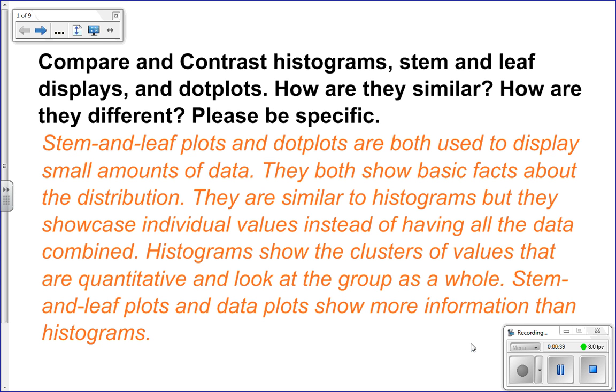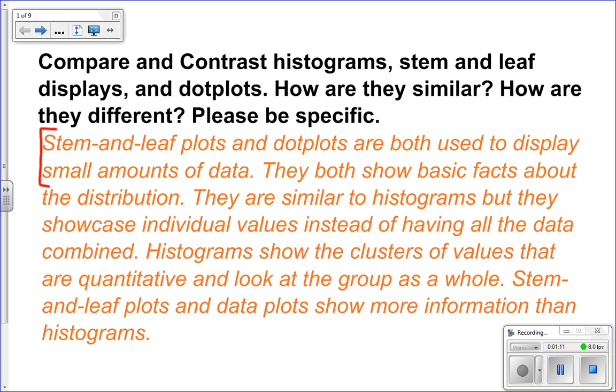They're both used to display data. So stem and leaf plots and dot plots are used to display small amounts of data. In general, that's very true. If you have a small amount of data to display, stem plots and dot plots are pretty useful. If you have a large set of data, you usually use a histogram because it's more summarized, right? You have just bars instead of individual data points.